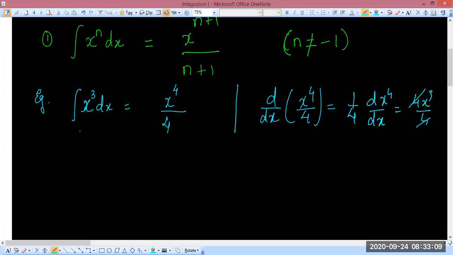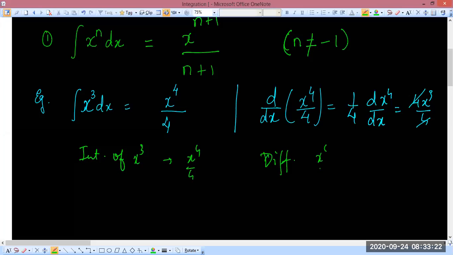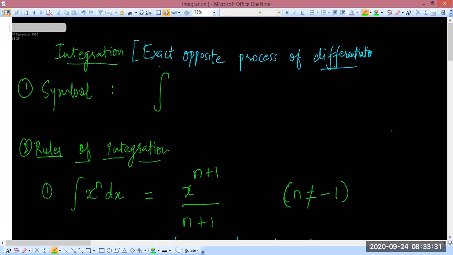See this, I'm writing a sentence here. Integration of x cube gives us x raised to 4 by 4, correct? And differentiation of x raised to 4 by 4 gives us x cube, isn't it? So do you agree with this sentence now?